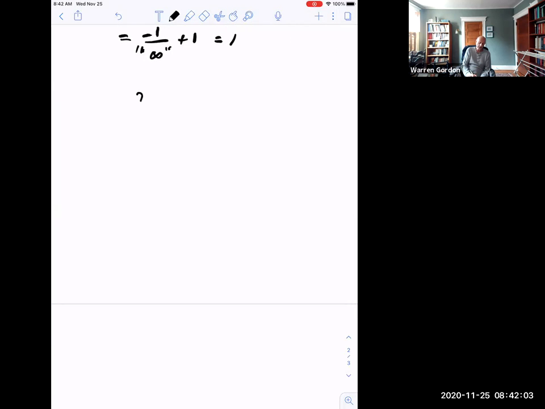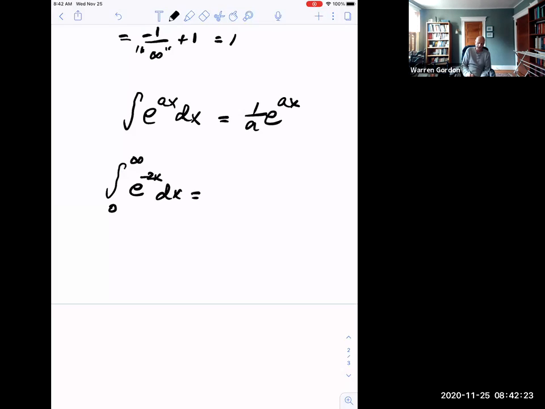Here's another example. Let me just remind you that if I take the integral of e to the ax dx, where a is a constant, this is just 1 over a e to the ax. So in particular, if I gave you the integral from 0 to infinity of e to the minus 2x dx, well, if I do it the long way, what I'll do first is I'll look at the integral from 0 to n of e to the minus 2x dx. That's equal to minus 1/2 e to the minus 2x from 0 to n.